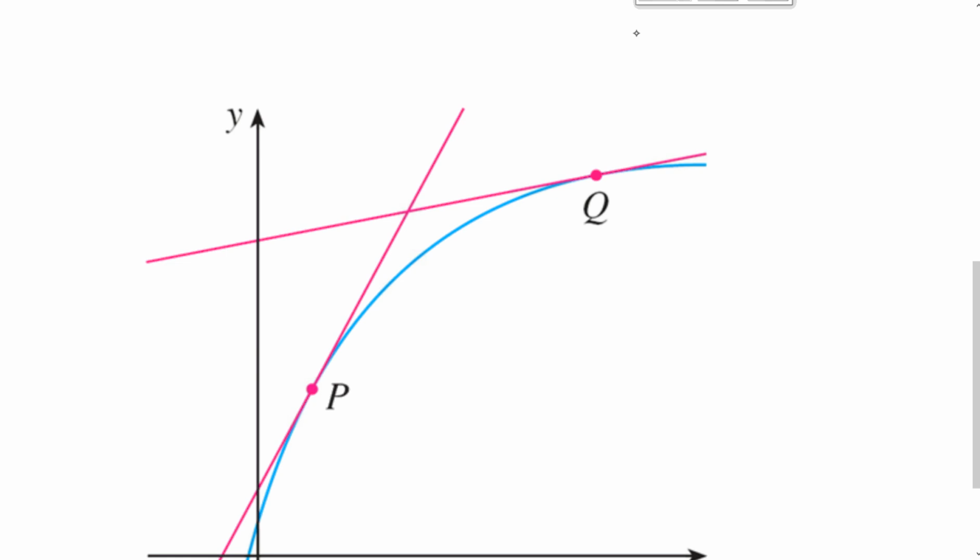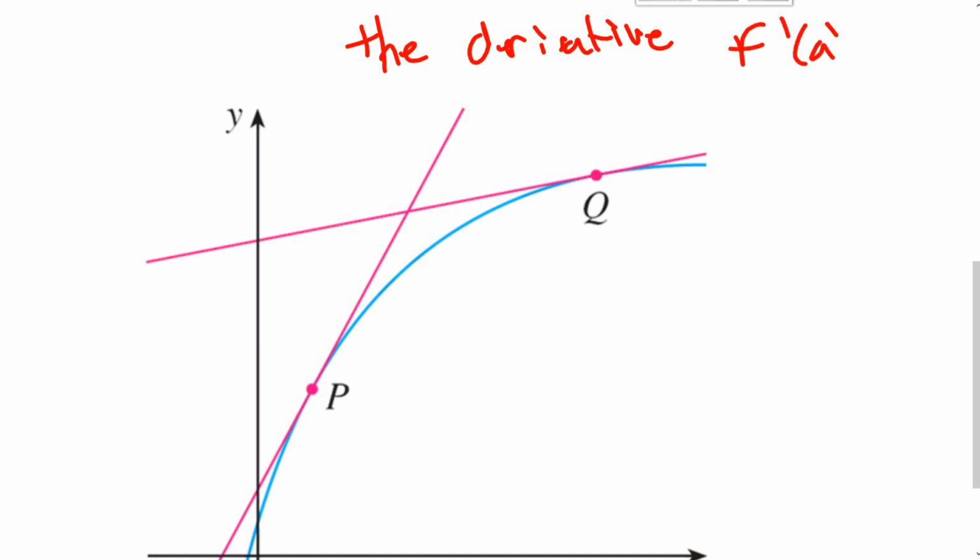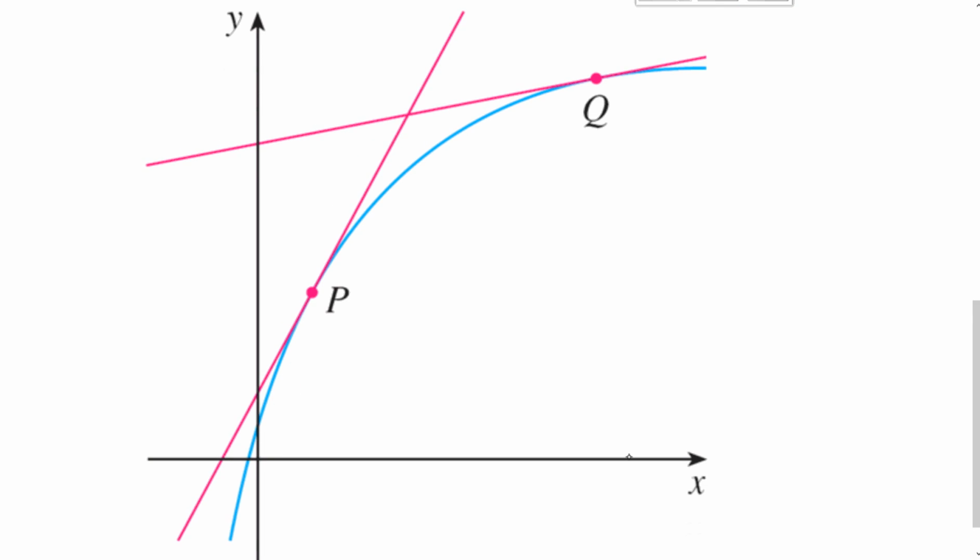So here we look at the derivatives, or the instantaneous rate of change. So the derivative, that's our instantaneous rate of change, so f prime of a. That means we're looking at the rate of change at a certain point a.